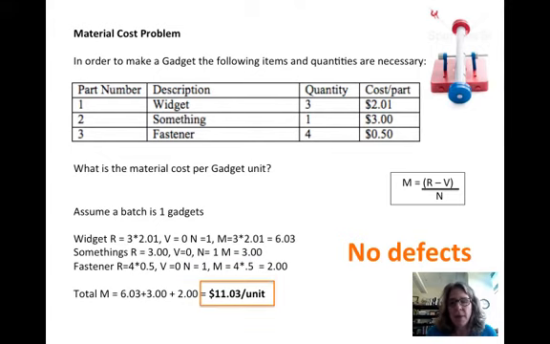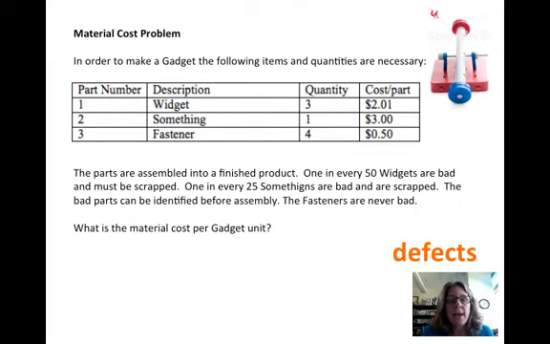The next example then is we're going to look at where there's some defects. So the parts are assembled into the finished product, which we know, but 1 in every 50 widgets are bad, so that's a 2% scrap rate. 1 in every 25 somethings are bad, that's a 4% scrap rate. And the bad parts can be identified before assembly. The fasteners are never bad. What is the material cost? So now we're looking at defects. If there's defects, how will this cost be?